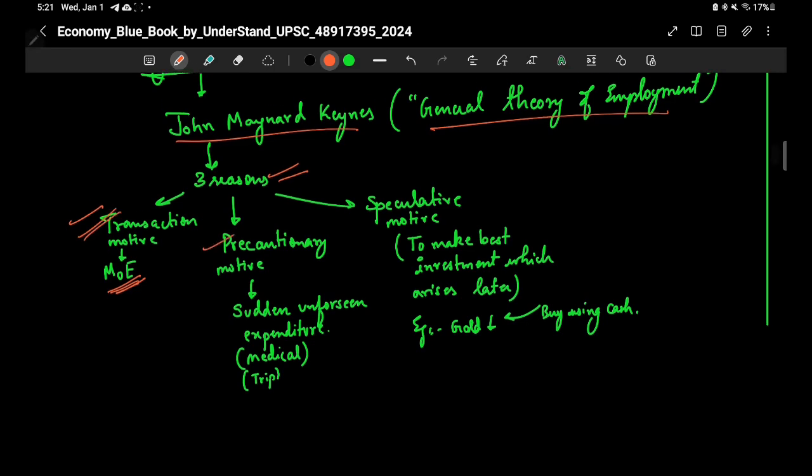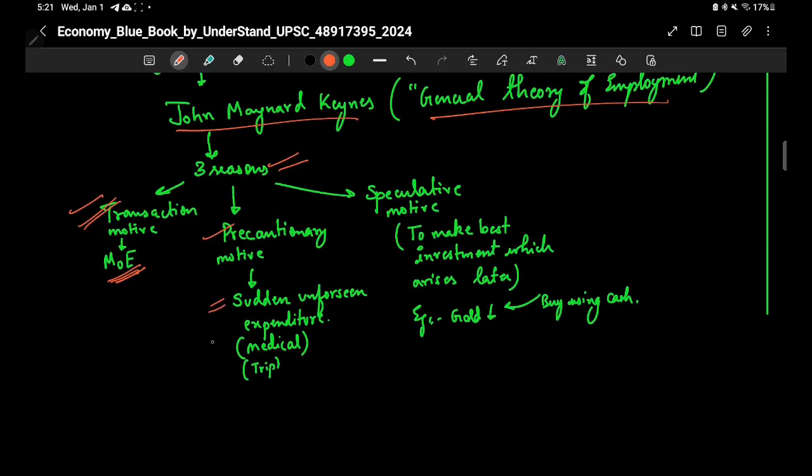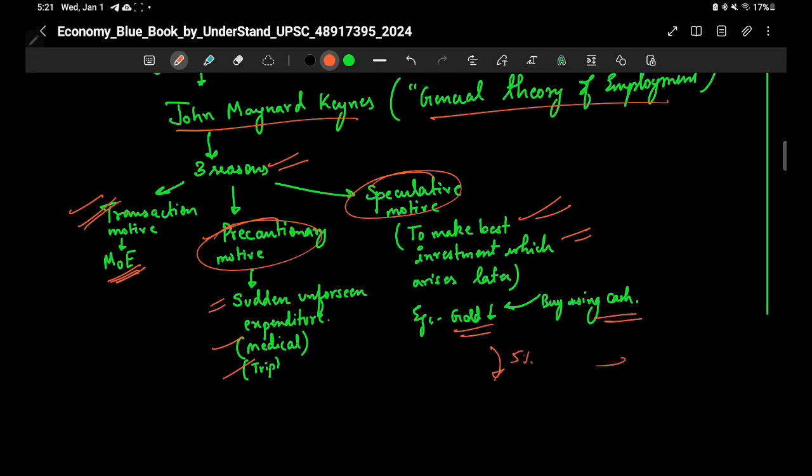Second reason is precautionary motive. For example, a sudden unforeseen expenditure comes up. Let's say some medical emergency, or let's say you want to go on a holiday trip. So this is the precautionary motive. Then speculative motive. Speculative motive means to make the best investment which arises later. You keep some money in your hand, right? And let's say you observe the stock market, or you see the gold price. If the gold price decreases by 5%, you will use your money to buy that gold. So this is one more example of speculative motive. So these are the 3 reasons why people keep money in their hands.